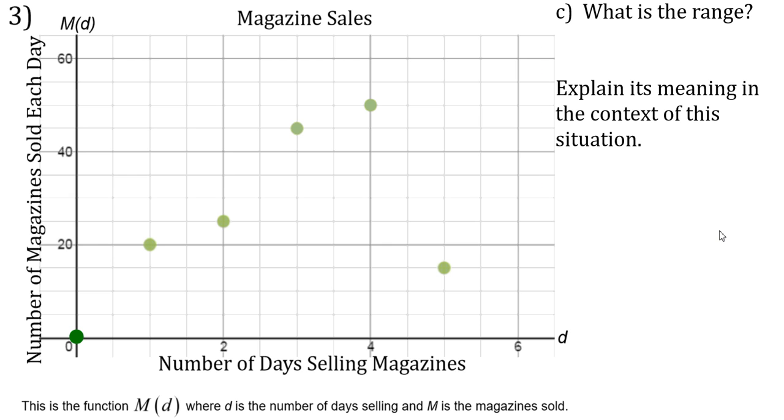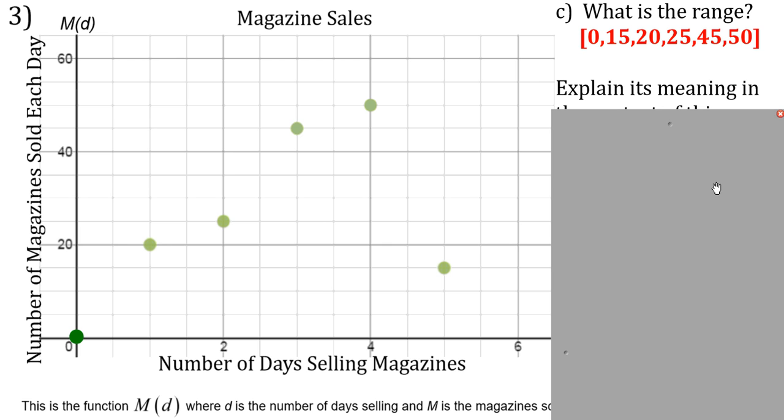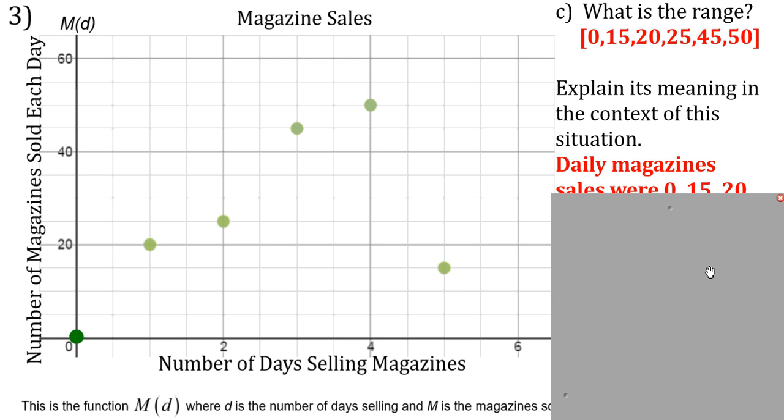What is the range, and explain its meaning? So the range is the set of all of the output values. And we have very specific ones. It's discrete, so we have to list them out individually within brackets. So we are using outputs of 0, 15, 20, 25, 45, and 50. What does it mean for you? That means that the number of magazine sales per day were 0, 15, 20, 25, 45, and 50.